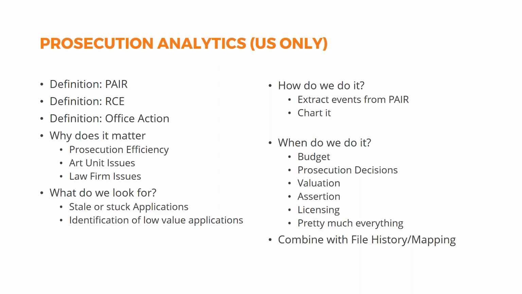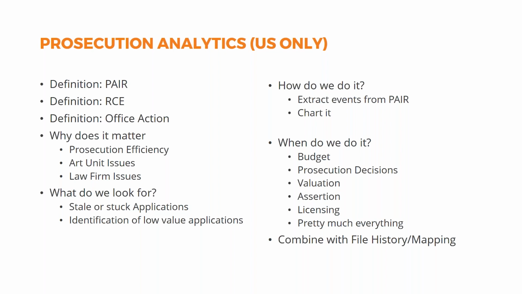It is an extensive additional process in the patent prosecution chronology. So we like to chart those out in prosecution analytics. We like to chart out the number of office actions. Why does it matter? We like to show prosecution efficiency. We like to look at art unit issues. We like to see other law firm issues. We like to show our clients where stuck and stale applications exist, where there are low value applications. We basically extract these different events from PAIR with a couple of different means, and we chart them. When do we do it? Well, as always, budget, prosecution, evaluation, and so forth, and pretty much everything else.